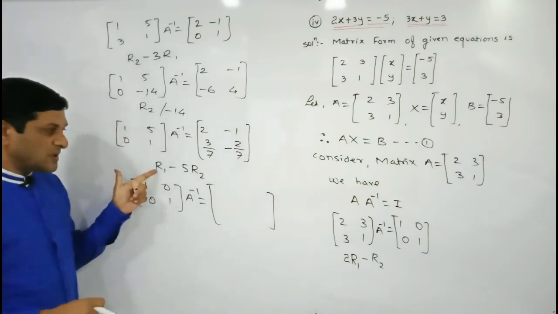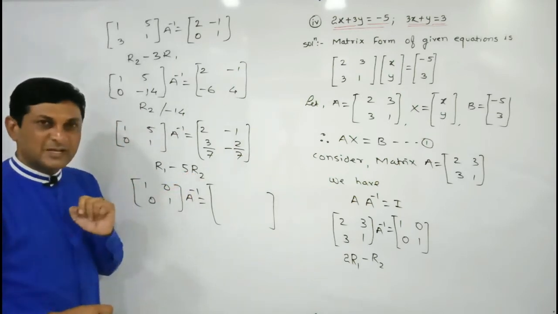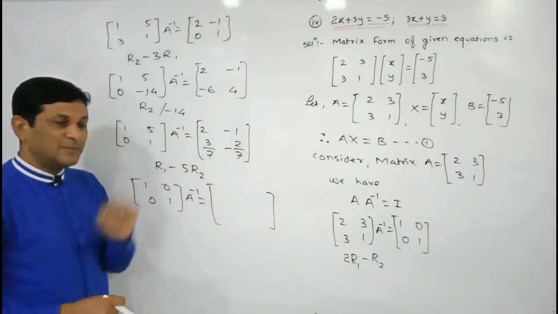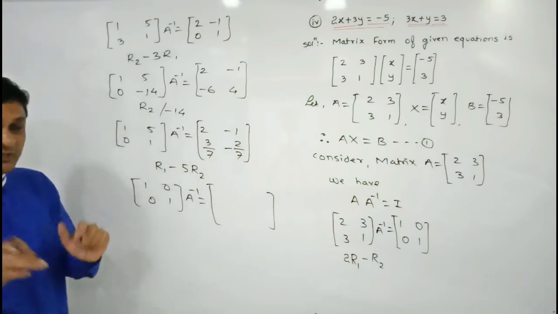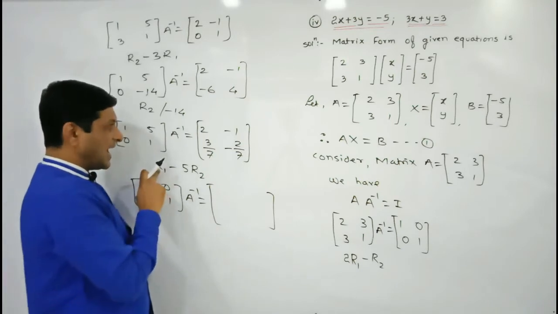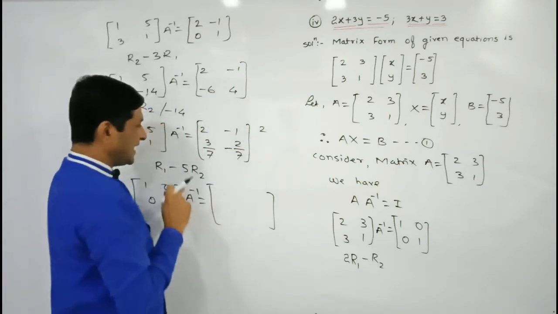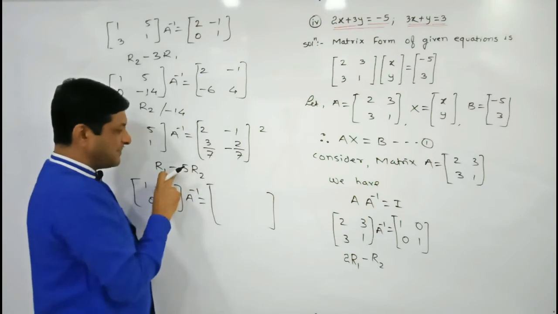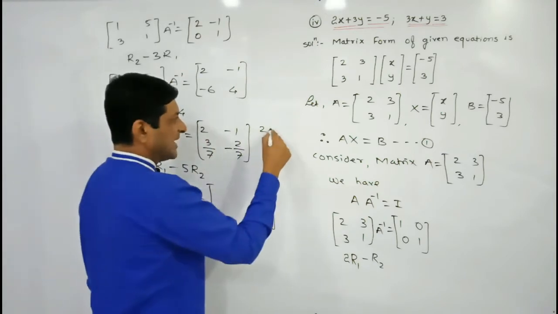Our operation is on R1, but we are using the corresponding elements of R2, and here we can observe that the elements of R2 contain fractions. In such cases, perform the calculation very carefully. So R1 means what here? 2, and I am multiplying R2 by minus 5. Minus 5 into 3 is minus 15.